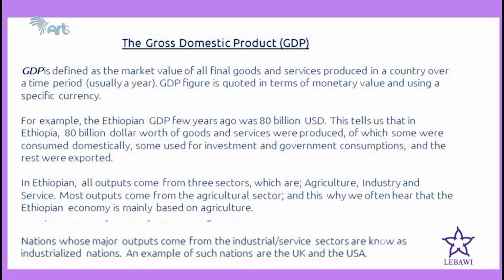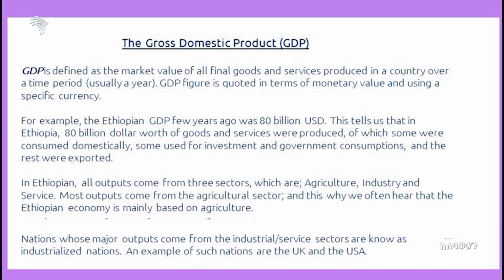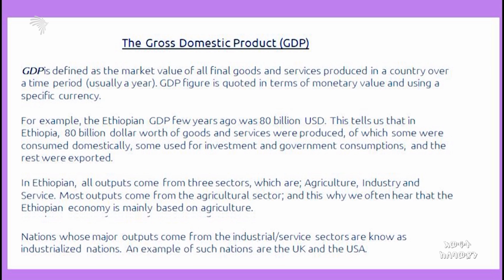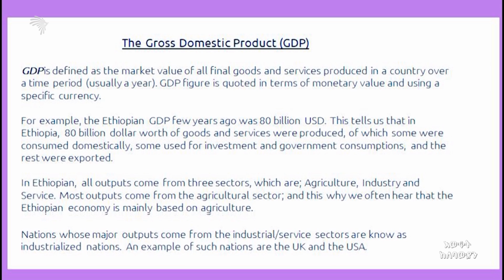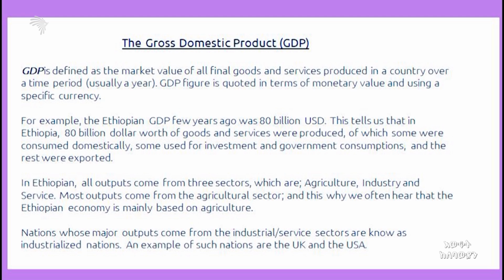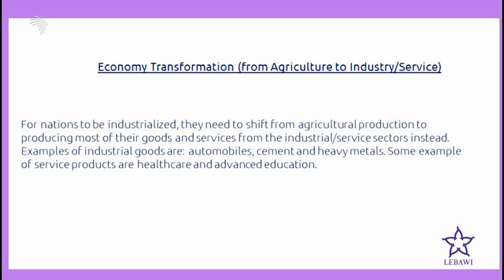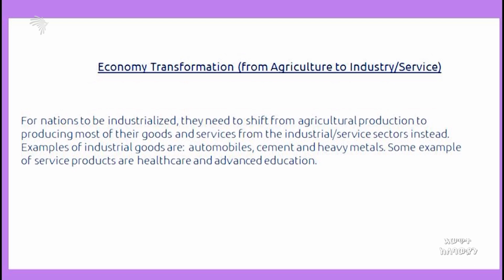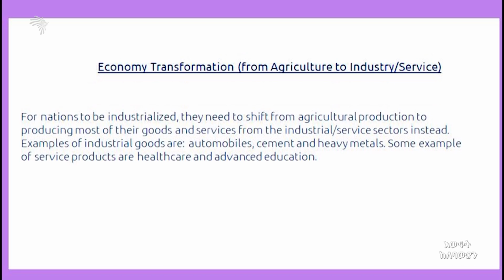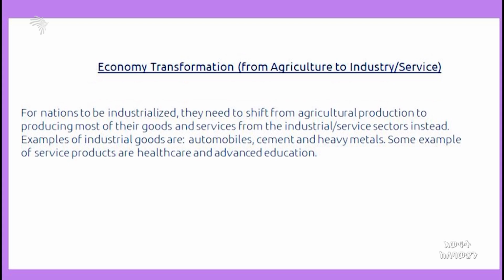Nations whose major output comes from the industrial or service sector are known as industrialized nations. Examples of such nations are England and the USA. This is an economic transformation from agriculture to industry or service. For nations to be industrialized, they need to shift from agricultural production to producing most of their goods and services from the industrial and service sectors instead.